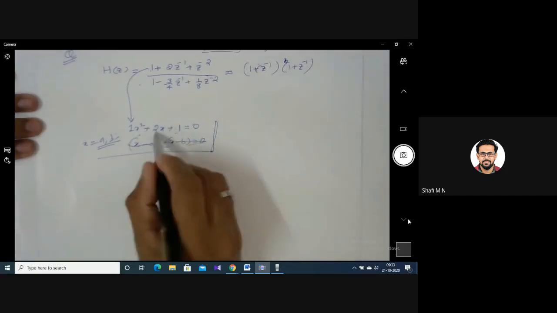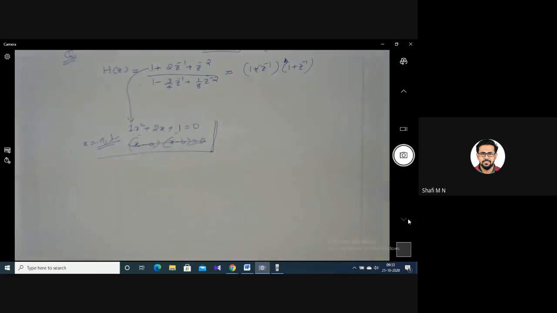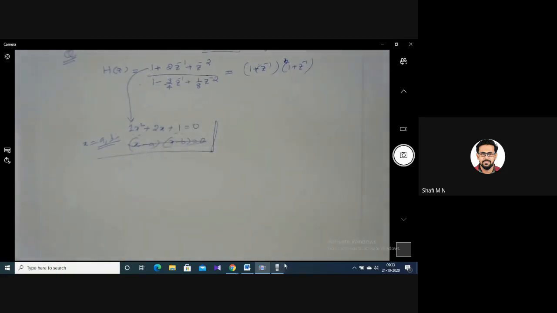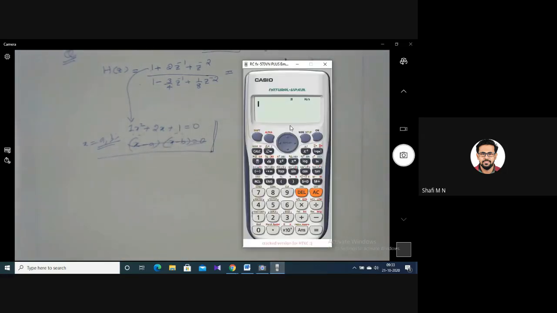This is the quadratic equation 1x square plus 2x plus 1. You find the solution for this. Okay, first thing you find the solution for this. So let me take the calculator and use it here. You set your calculator mode to equations. So the equation is ax square plus bx plus c.